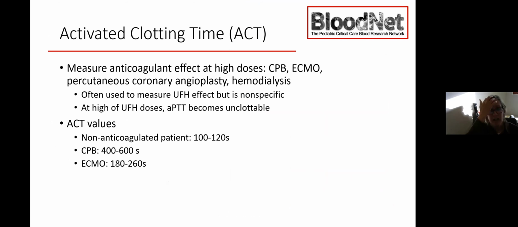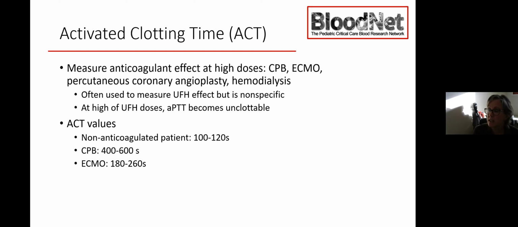So activated clotting time is a point-of-care lab that measures the anticoagulant effect, typically at high doses. That is for patients on bypass, ECMO, angioplasty, hemodialysis. Though we do use it to measure and titrate unfractionated heparin, the assay is a very non-specific and global measure of overall blood clotting. At high doses of anticoagulation, the standard PTT becomes unclottable, and so the ACT is used.